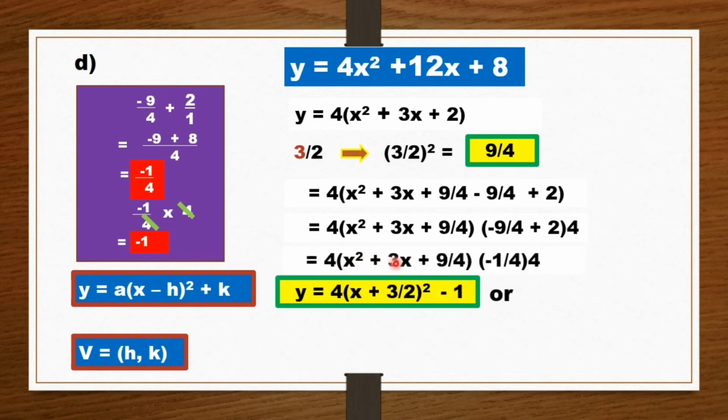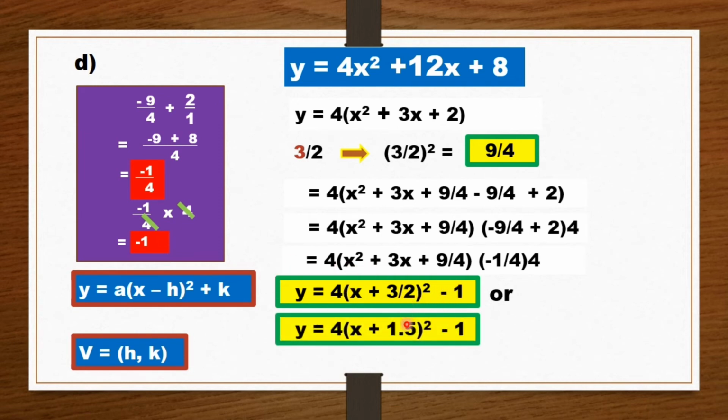Express this perfect square trinomial as a square binomial by taking the root of x, the sign of the middle term, and the root of 9 over 4, which is 3 over 2. And then negative 1/4 times 4 is negative 1. So this is now the vertex form.